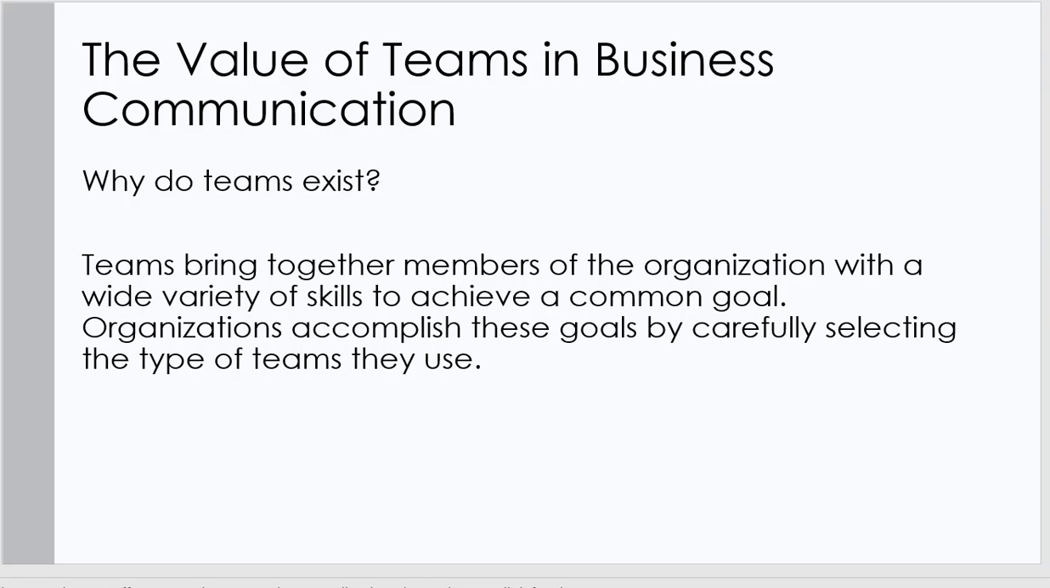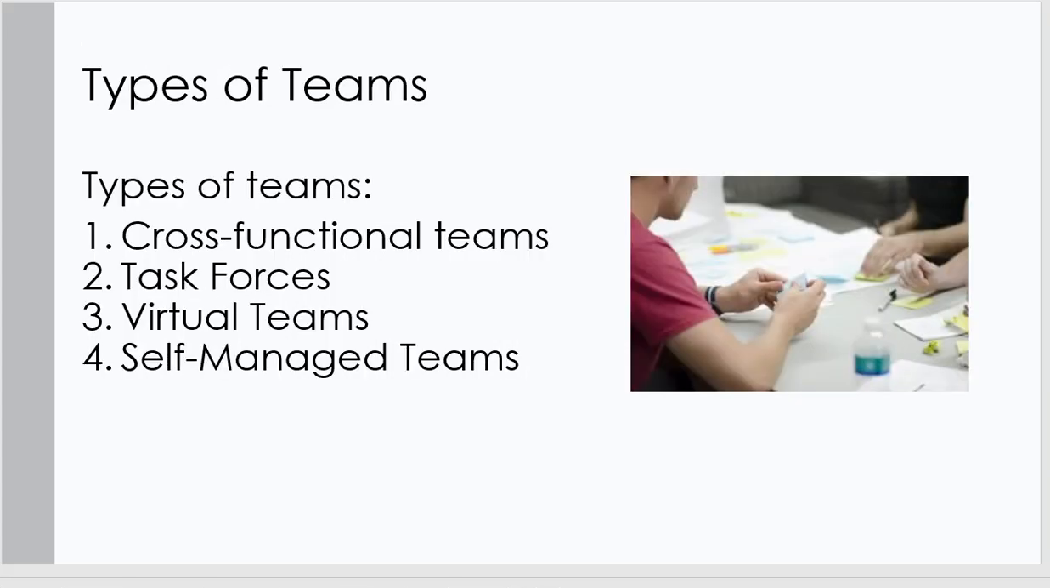Why do teams exist? Why do your professors make you do group work from time to time? Well, it's because teams bring together members of an organization with a wide variety of skills to achieve a common goal. Organizations accomplish these goals by carefully selecting the type of team they use. So what are these types of teams? First is cross-functional teams, task forces, I guess, virtual teams, and self-managed teams.